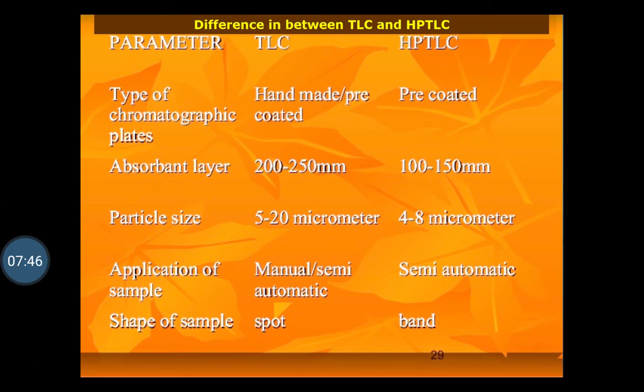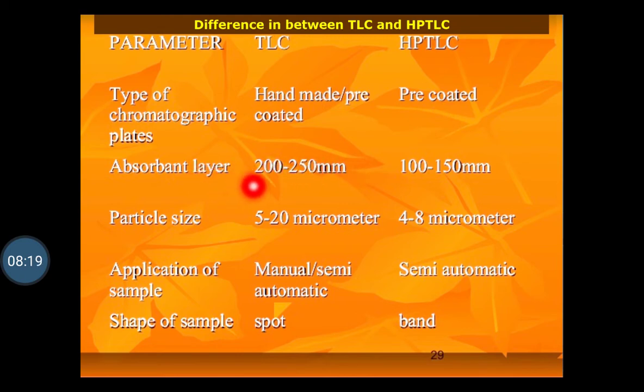Then, if we see the difference between high performance thin layer chromatography and thin layer chromatography, you can understand why high performance thin layer chromatography is better as compared to thin layer chromatography. So, the type of chromatographic plates used: in case of thin layer chromatography, handmade plates are used. In case of high performance thin layer chromatography, pre-coated plates are used.